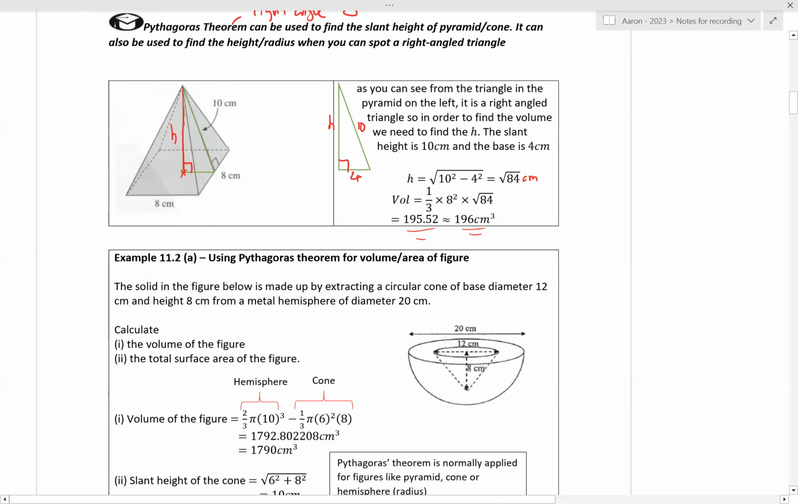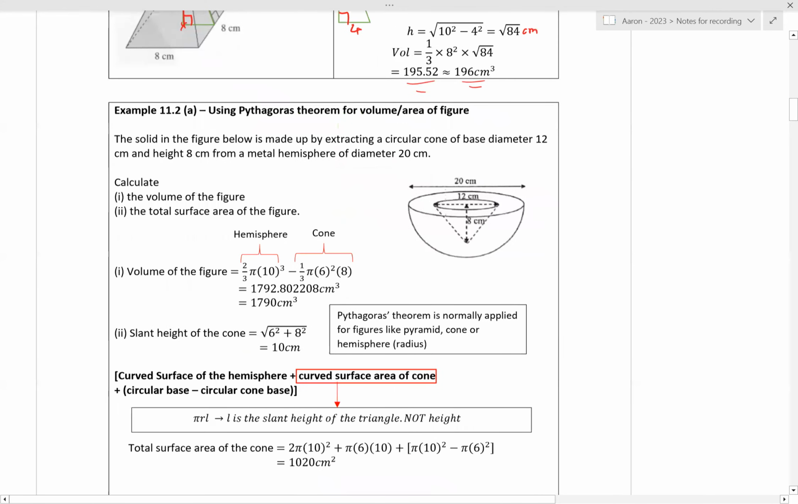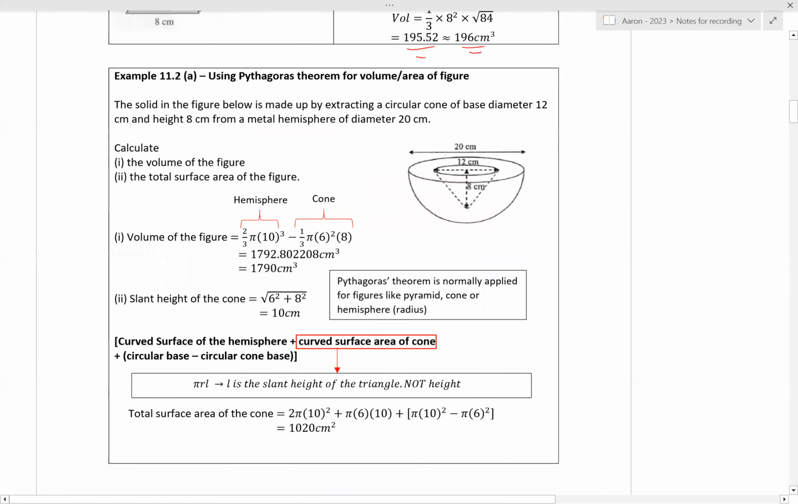Okay, now we look at your example for Pythagoras theorem for a cone. You have a solid in the figure below that is made by extracting a circular cone from a metal hemisphere. The hemisphere is half a sphere, diameter 20 cm. Calculate the volume of the figure. So naturally, the volume of the figure will be the volume of the hemisphere minus the volume of the cone, right? So volume of the hemisphere is 2/3 pi r cubed. Because the diameter is 20, the radius is half of the diameter, 10. Just throw in your values.